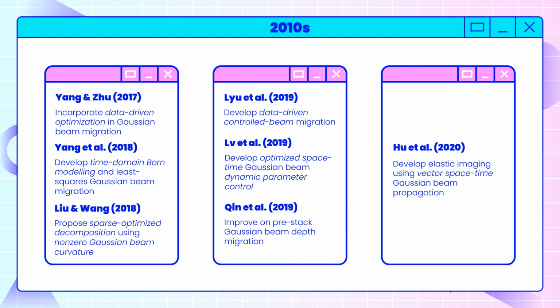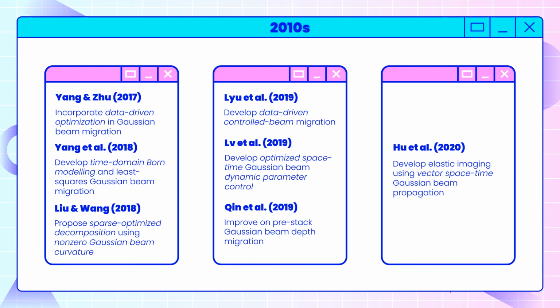Yang and Zhu in 2017 incorporated data-driven optimization to solve for low signal-to-noise ratio in Gaussian beam migration by estimating the instantaneous emergence angle of specular rays using semblance analysis for local common shot and common receiver gathers. Yang et al. in 2018 developed time domain forward modeling and least square migration method based on Gaussian beam summation.